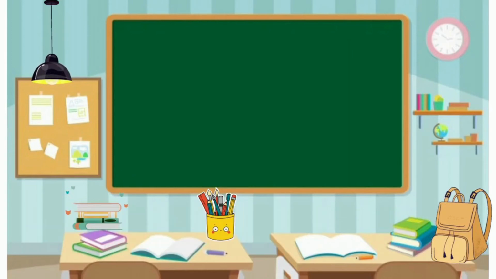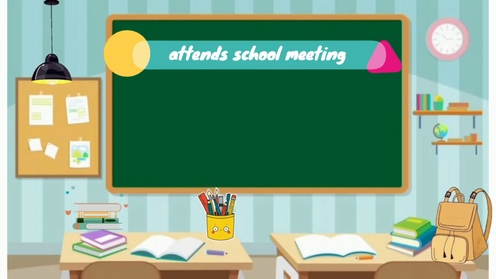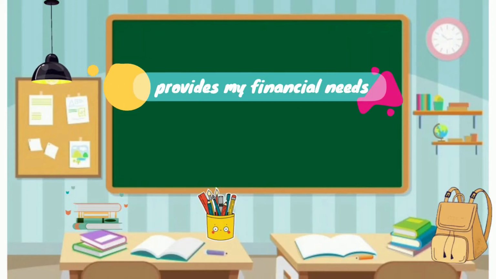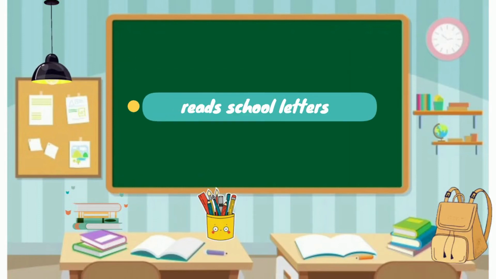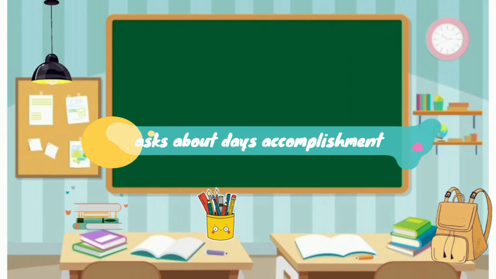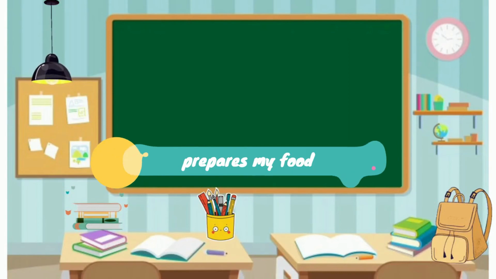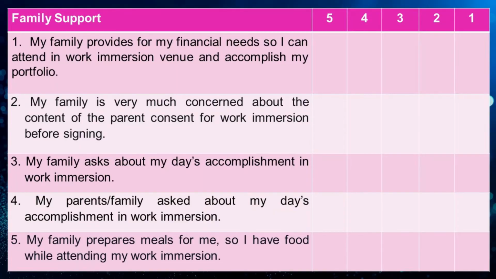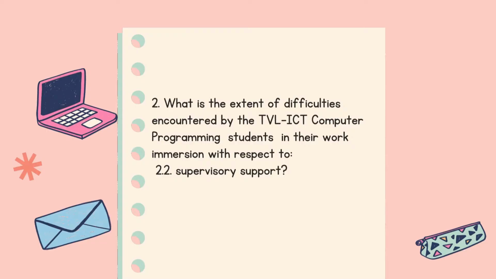The first thing you need to do is to write phrases on how you will feel the support of the family. For example, attends meeting, provides my financial needs, reads school letters, asks about day's accomplishment, prefers my food. Then, you just need to write it in a form of statement and connect it to work immersion. Here is the sample questionnaire checklist on the variable family support.